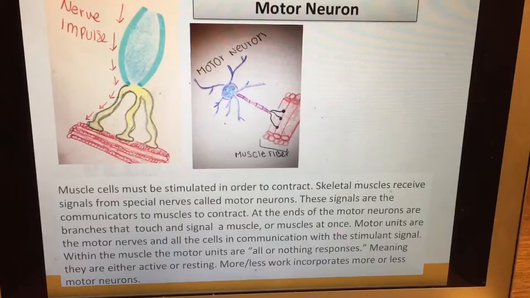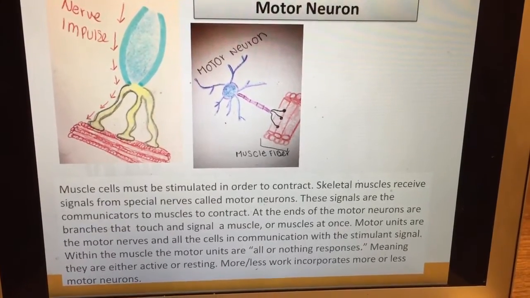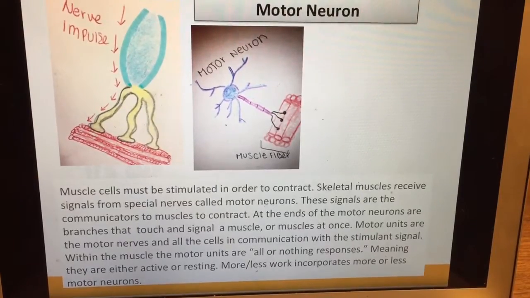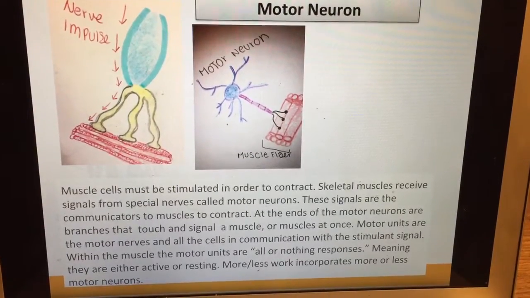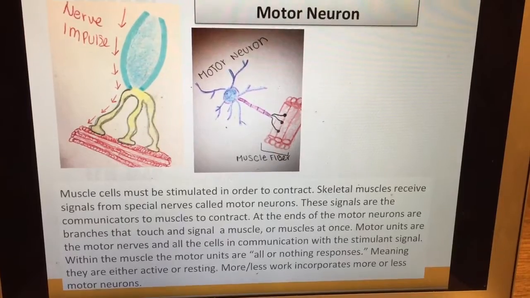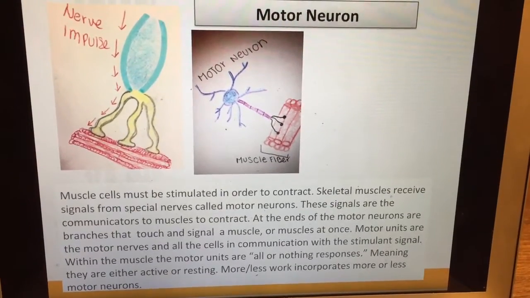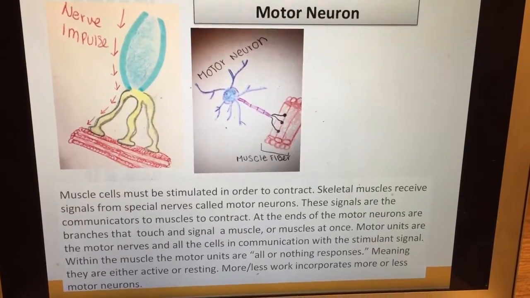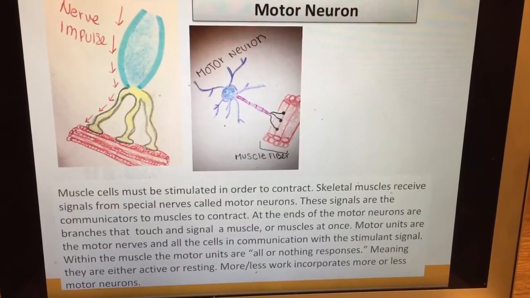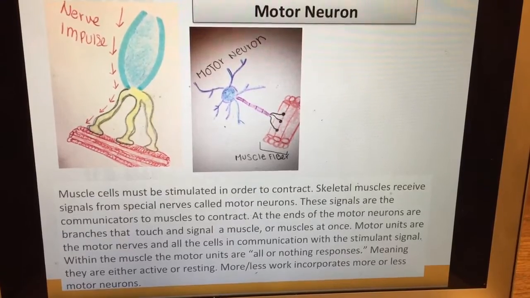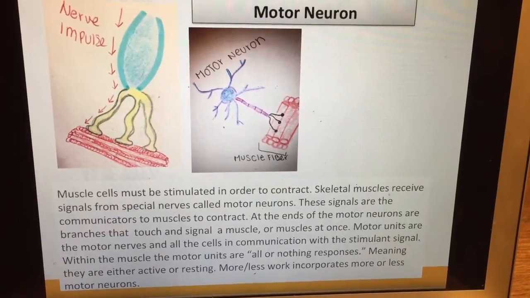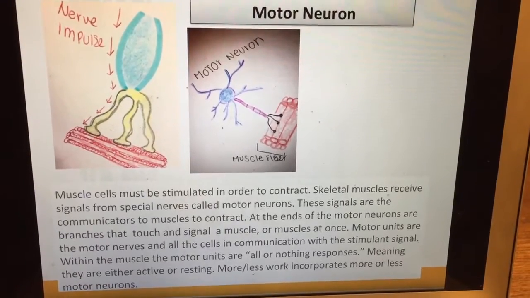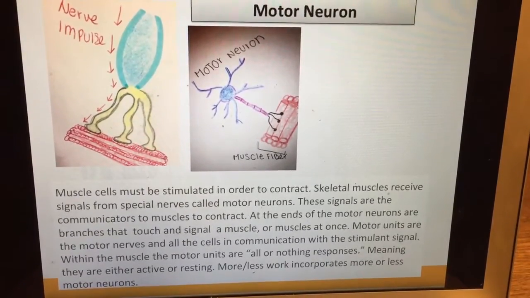Within the muscle, the motor units are all-or-nothing responses. This means they are either completely active or completely resting. The more or less work you need to do, the more or fewer motor neurons you incorporate. Above is a picture of the motor neuron. Please recognize the branches touching this particular muscle fiber.